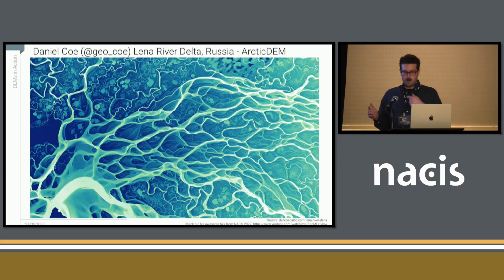Most examples I'm going to show here are from various PGC projects, but I wanted to start with this one, which is an absolutely stunning visualization of the Lena River Delta in northern Russia by Daniel Koh that uses the ArcticDEM mosaic. He presented at NACIS last year, and I would highly recommend checking out the video of his talk where he outlines methods for getting these incredibly dynamic visualizations in areas with relatively little elevation change. I believe this is just a color ramp applied to an ArcticDEM mosaic tile, but it really demonstrates the amazing detail in the data.